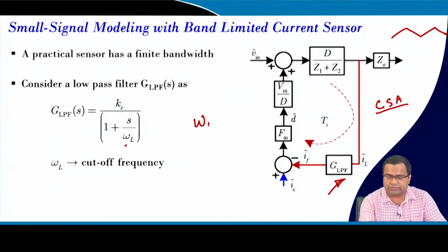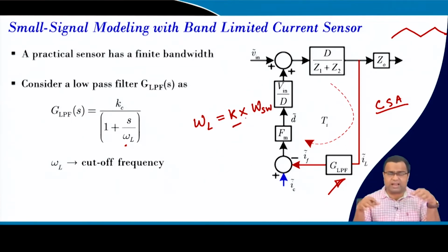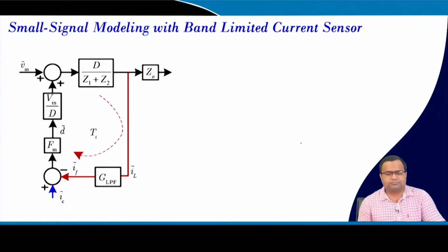That means we are going to set it as a fraction, k times the switching frequency, right? Whether k can be a fraction or should be an integer, at what value? Okay. So, under this low pass filter, we are actually sensing what control signal is nothing but the filtered current, which is the output of the low pass filter.